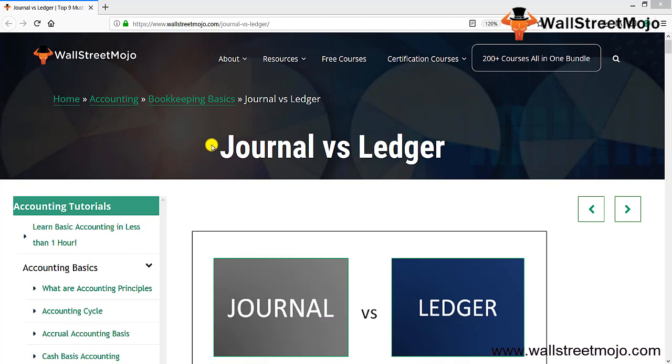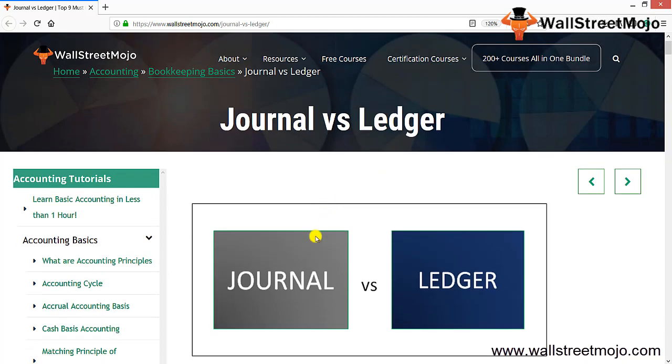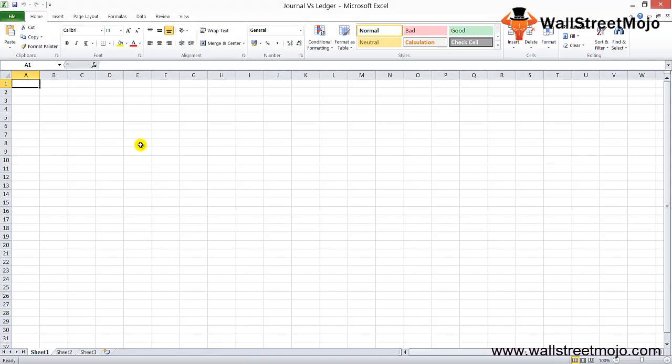Friends, today we're going to learn a new topic which is known as journal versus ledger. See, journal is also the inception of the accounting system, and ledger comes after the journal entries. So what exactly is the difference between both of them? Let's understand them in a much more detailed format so as to get a greater insight regarding these two particular topics. Now see, journal and ledger are the most important concepts of financial accounting.